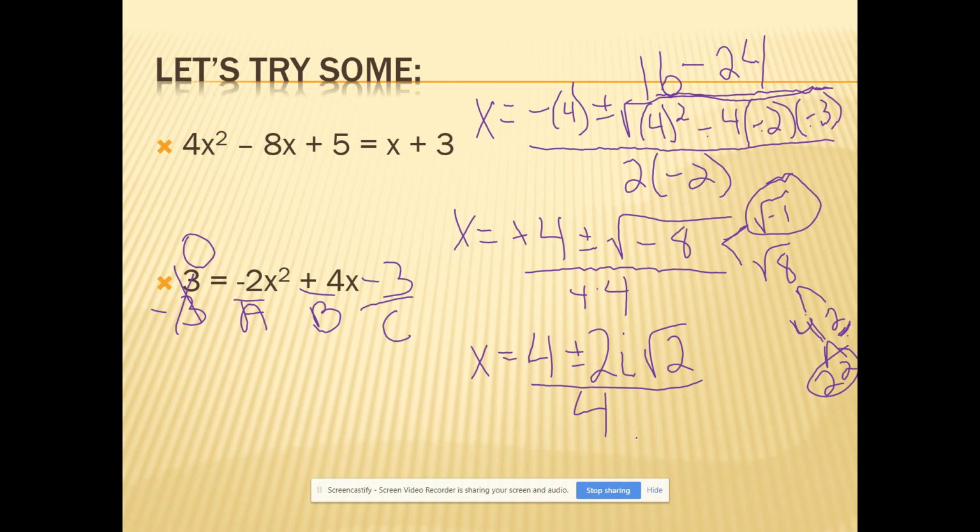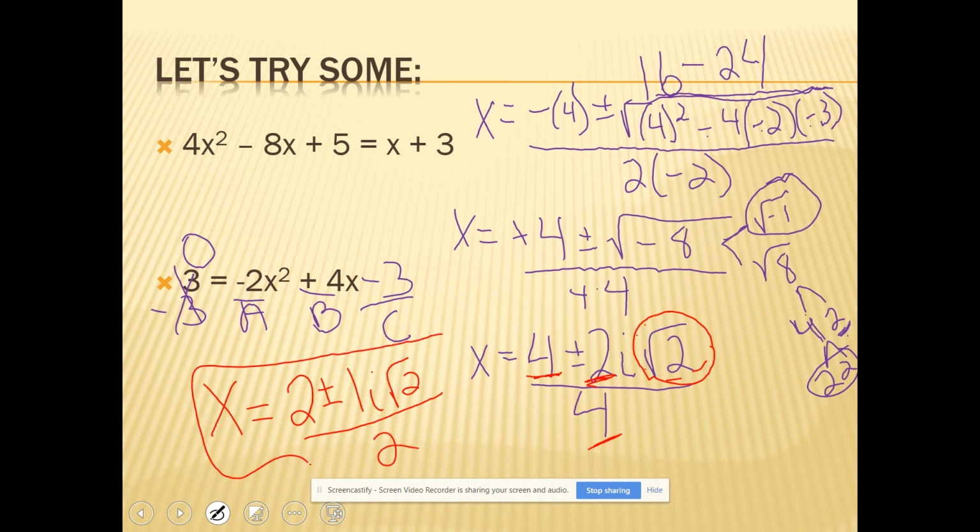Wow, there's not a whole lot else I can do to clean this up except to say this is a fraction, and do I have anything that has common factors? Now remember, I can't count the radical because it's not a like term, but I can say that this 4, this 2, and this 4 all have a common factor of 2. So when I reduce that, we get 2 plus or minus 1i rad 2 over 2. And that is going to be our final answer.